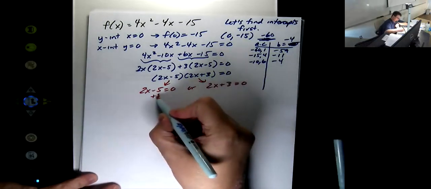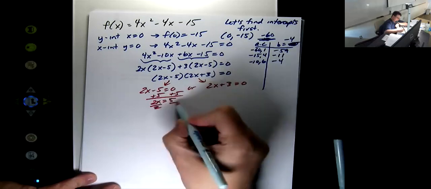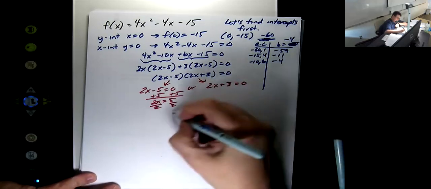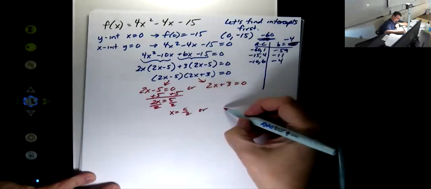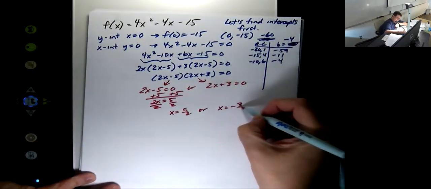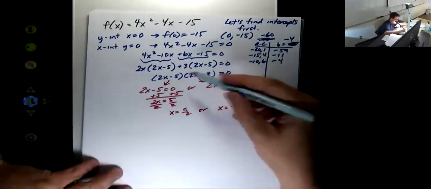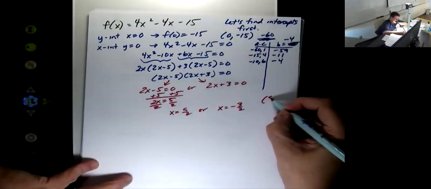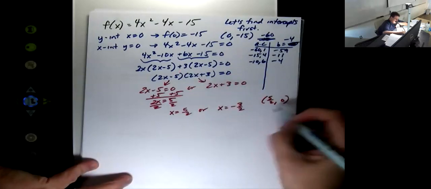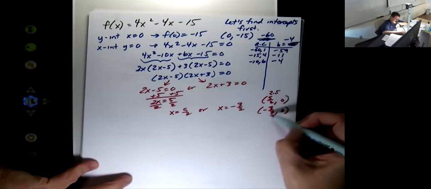So you saw we added 5 to both sides. We got 2x equals 5. Divided by 2, we got x equals 5 halves. Or you're going to get x equals -3 halves over here. This was when y equals 0. So we have 5 halves comma 0 and -3 halves comma 0. And that's 2.5 and that's -1.5.